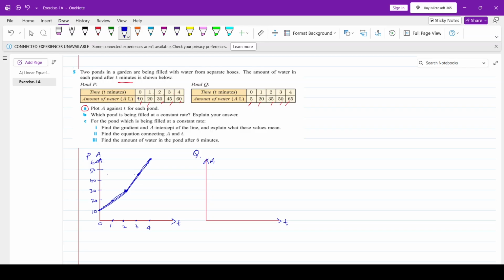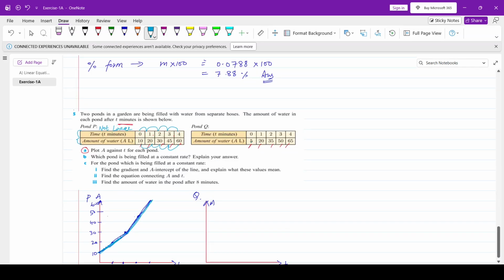We can also see that when we are increasing time by 1, 1, 1, and 1 each time, the water was increasing by 10, 10, and then suddenly it increased by 15, and then again by 15. So this pond is not linear. This will not form a linear equation. Pond Q, let's see, 1, 1, 1, 1, plus 15, plus 15, plus 15, plus 15. So this has to be a linear equation.